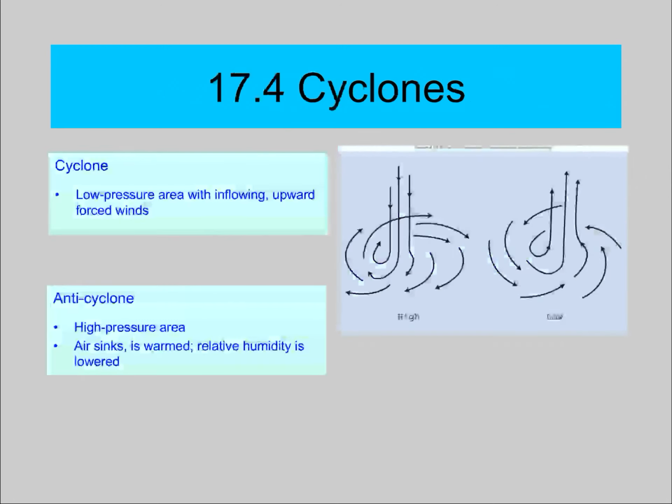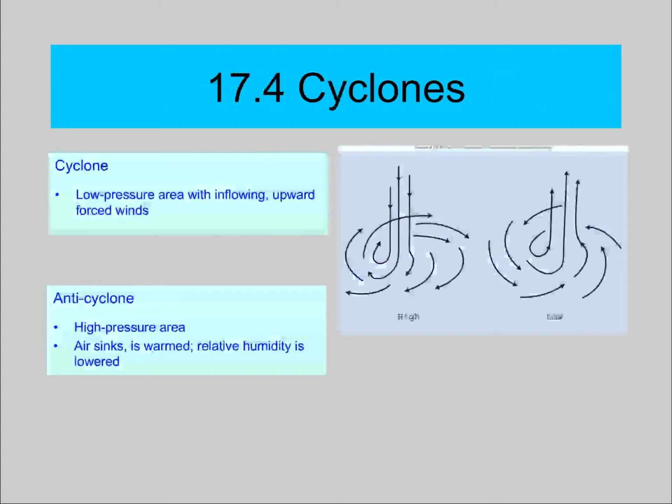So now let's talk about what the highs and the lows mean. A high pressure system and a low pressure system are also defined as an anticyclone and a cyclone. So a cyclone is a low pressure area. It's kind of like having a vacuum over you because the area is going to pull up the air around that area with inflowing upward forced winds. And this is where we have our tornadoes, our hurricanes, our bad weather tend to be associated with the lows.